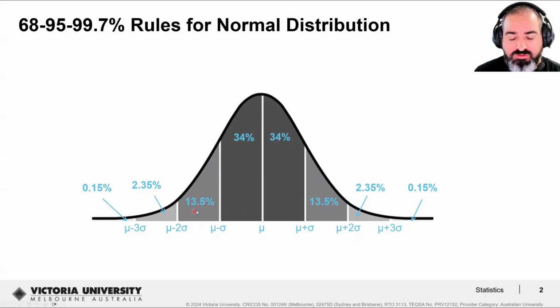And we know that the area under the curve between the mean and one standard deviation above the mean is 34%, also 34% one standard deviation below the mean. And you'll see from the example that we can simply add these up to get some really useful information.